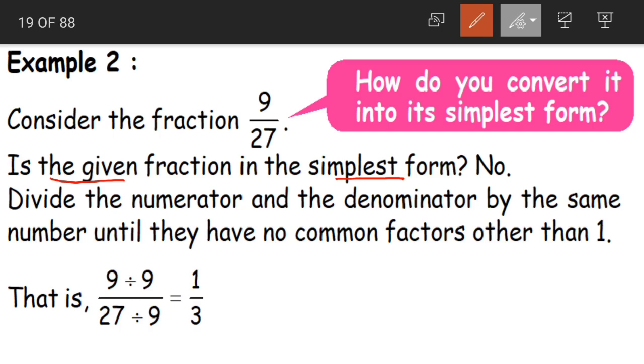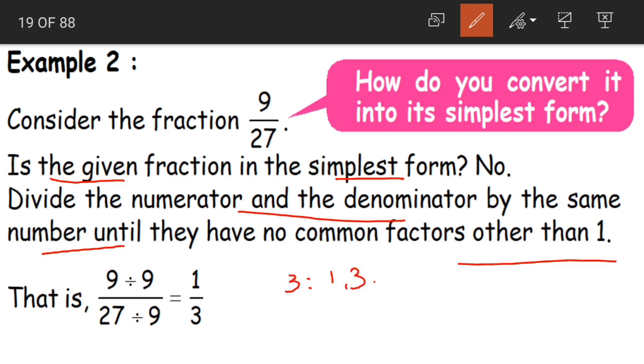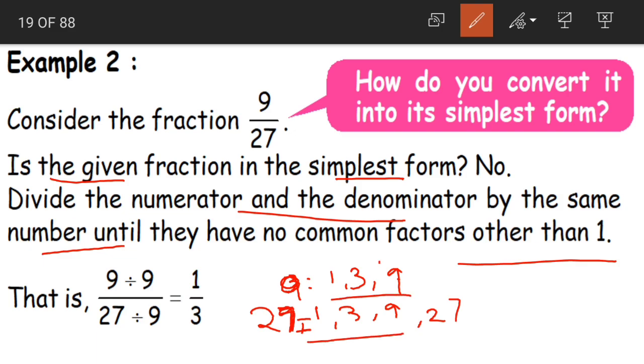So what should we do? Divide the numerator and denominator by the same number until they have no common factors other than 1. Just now we have discussed that the factors of 9 are 1, 3 and 9, and the factors of 27 are 1, 3, 9 and 27. What is the highest common factor here, children? From the common factors, which is the highest one? 9 is the highest one.